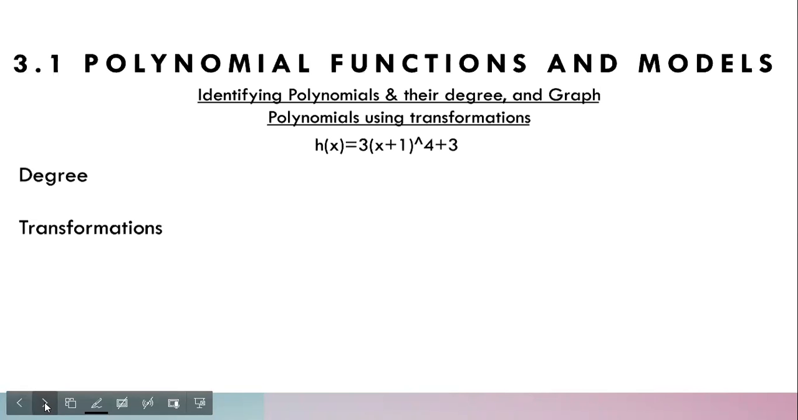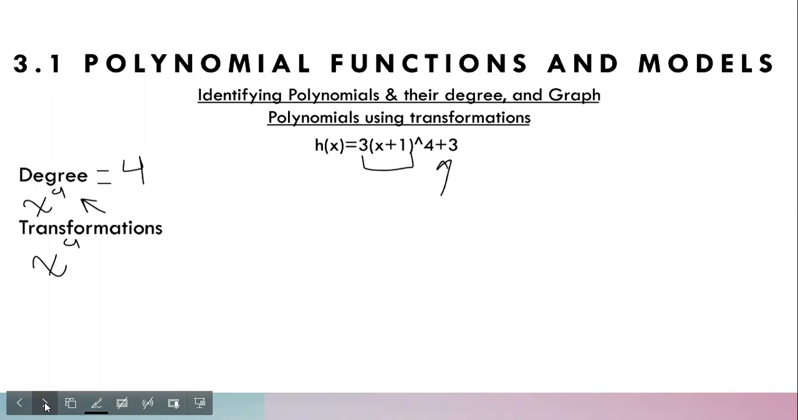Looking at this polynomial right here, we'll be finding the degree, and to do so, you look at the (x plus 1) to the fourth. So you know that the leading term will have an x to the fourth. Knowing that, the degree is always the highest exponent. Now, looking at transformations, we look at all the transformations done to the parent graph of x to the fourth.